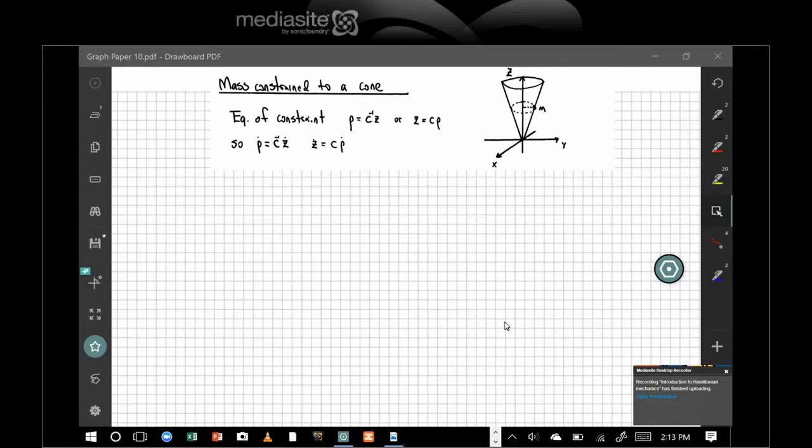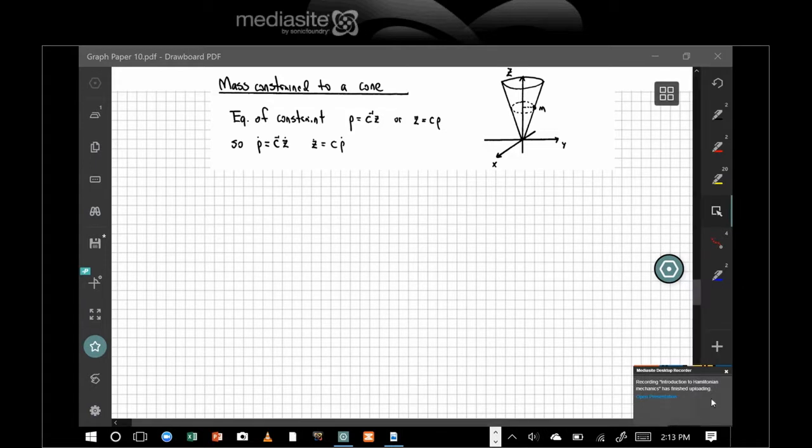I like to do a problem in Hamiltonian mechanics, and so I have a two-dimensional problem here. What I want to do is solve for the equations of motion for this problem using Hamiltonian mechanics instead of Lagrangian mechanics. So let's take a look at the problem.